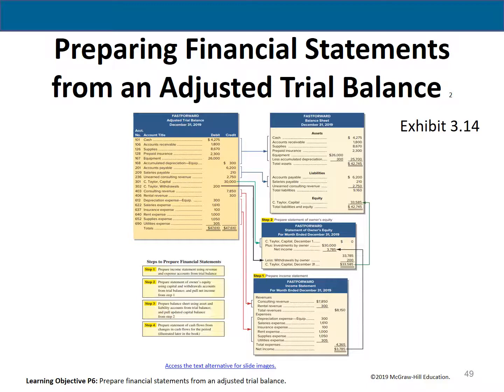Liabilities, remember, unearned revenue is a liability. So we add it with all the other liabilities and come up with the total. And capital is still transferred from the statement of owner's equity. Add your liabilities to your equity. Assets equal liabilities plus equity.